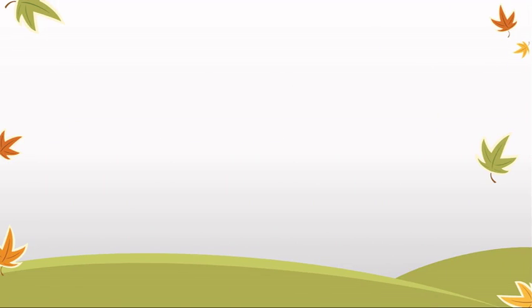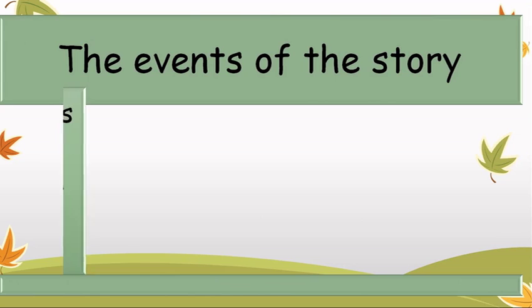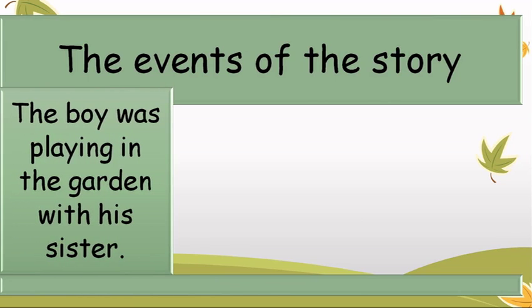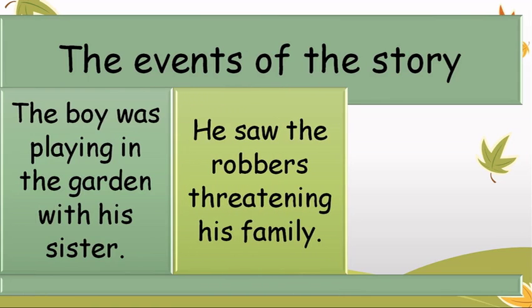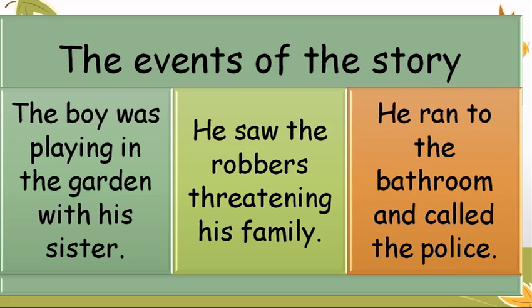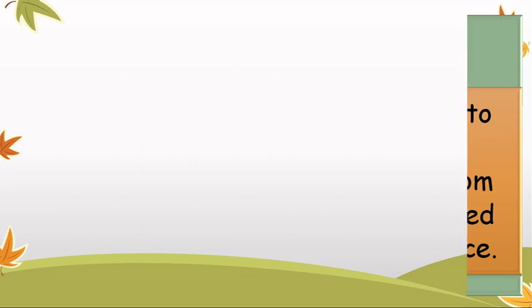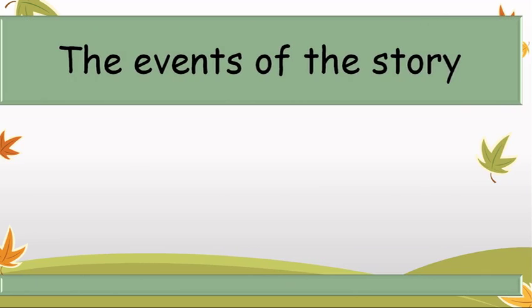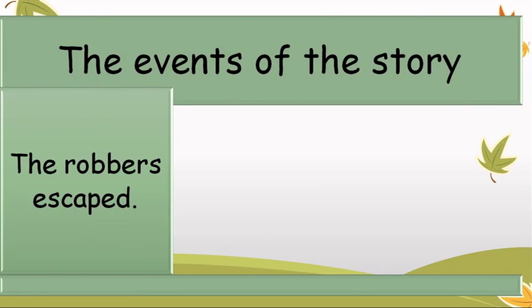Okay, let's now look at the events of the story one by one. The boy was playing in the garden with his sister, and while he was playing, he noticed that something was happening. He looked into the kitchen and he saw that the robbers were threatening his family. So he ran to the bathroom quickly, he took the phone and he called the police. What happened next? Of course, the robbers noticed that something was happening in the house and so they escaped, they ran away.